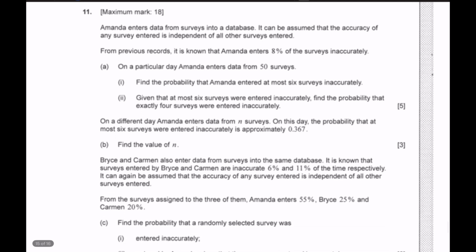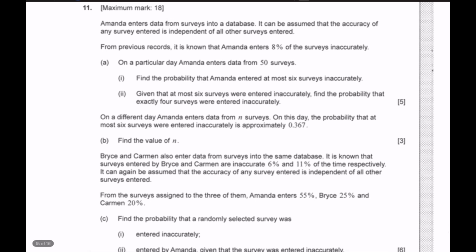So let's start with the first one. Amanda enters data from surveys into a database. It can be assumed that accuracy of any survey entered is independent of all other surveys entered. From the previous records, it's known that Amanda enters 8% of the surveys inaccurately. On a particular day, Amanda enters data from 50 surveys. Given the probability that Amanda enters at most 6 surveys inaccurately, see, Amanda enters 8% surveys inaccurately. So this is a fixed value, right? And the number of trials is also constant, which is 50. So this is a binomial distribution.